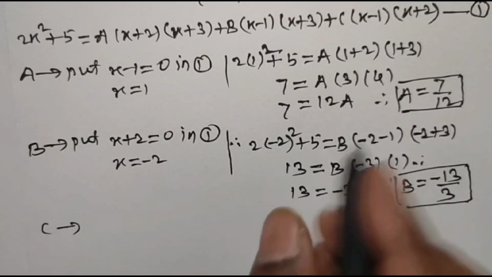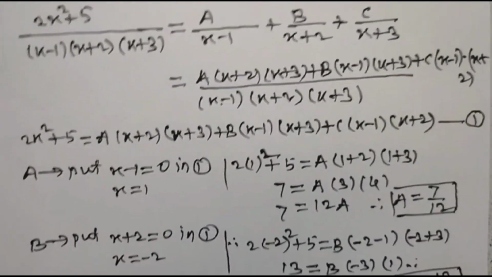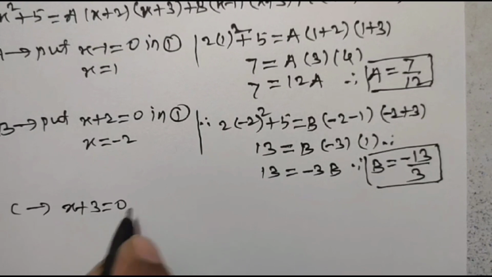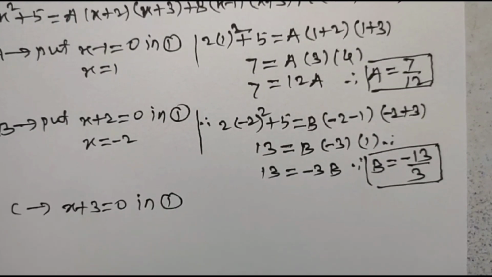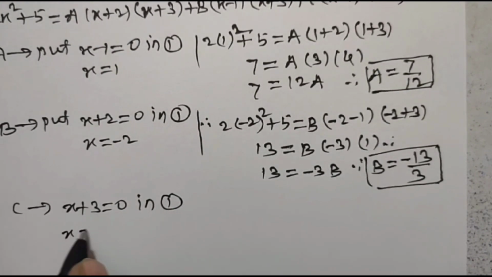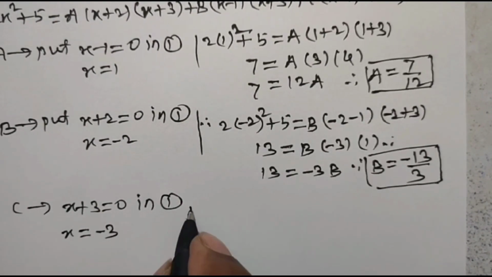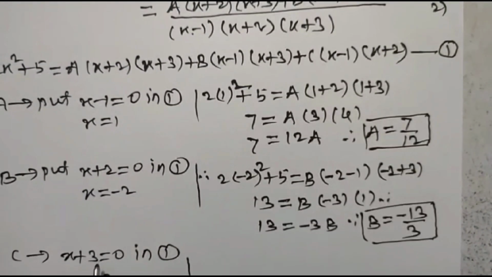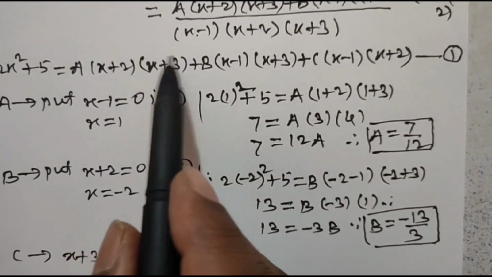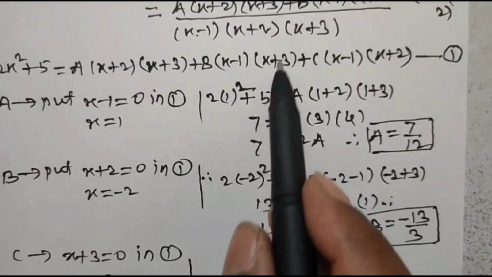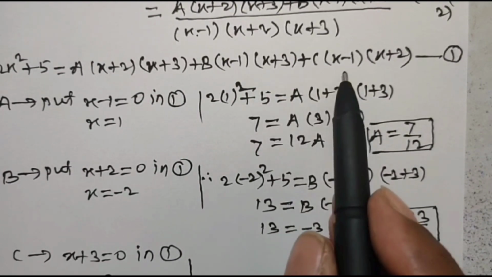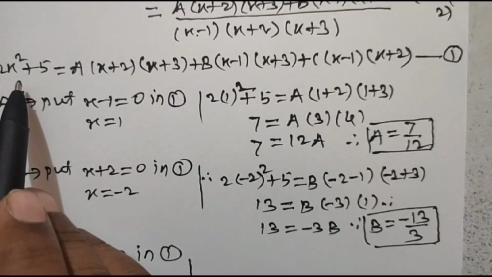To find the value of c, put x plus 3 is equal to 0 in equation 1. x plus 3 is equal to 0 means x is equal to minus 3. Then, to find the value of c, if we substitute x plus 3 is equal to 0 in equation 1, the first term becomes 0 because of the factor x plus 3. The second term also becomes 0 because here also x plus 3 appears. Only the third term remains on the left hand side.